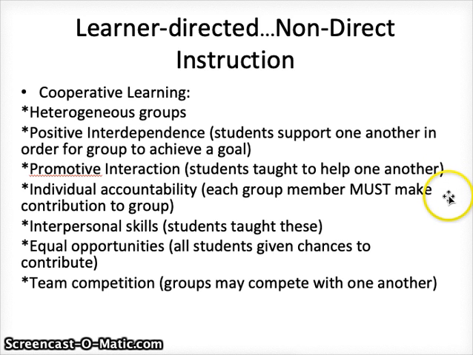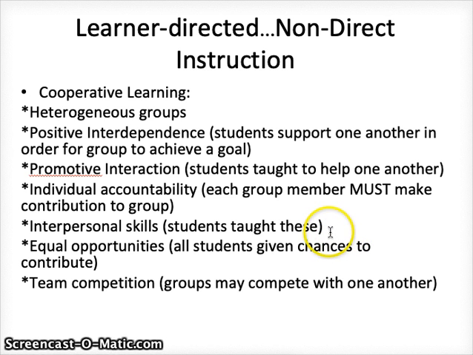Individual accountability has to do with each group member making a contribution to the group. So, for example, a teacher may collect a piece of the assignment from each student in that group. They never really know if the teacher is going to do that or not, but they all have to be ready for the teacher to collect an individualized piece of their work, every single member.